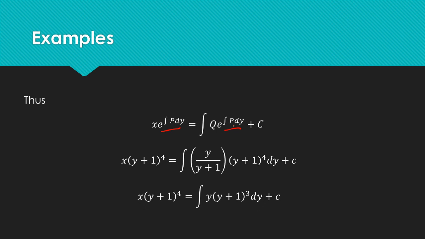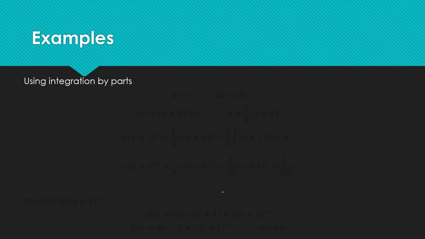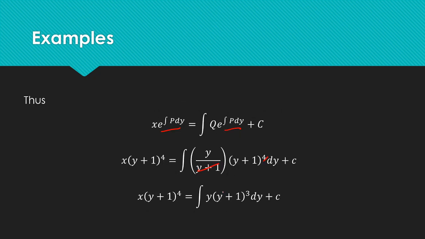We will have x over y plus 1 raised to the 4th power is equal to the integral of, cancel na itong nasa baba, minus 1 naman to. So, we have y times y plus 1 cubed dy plus c. So, integrate na natin yan. Now, the integration that we will do class is integration by parts.